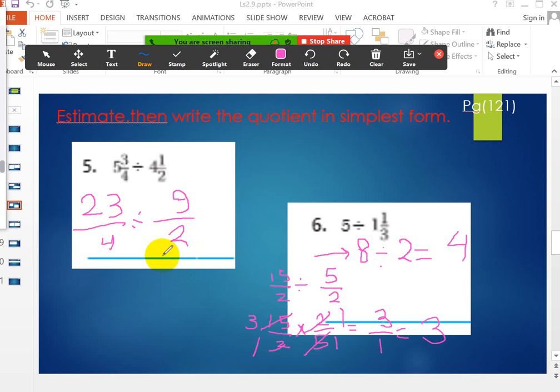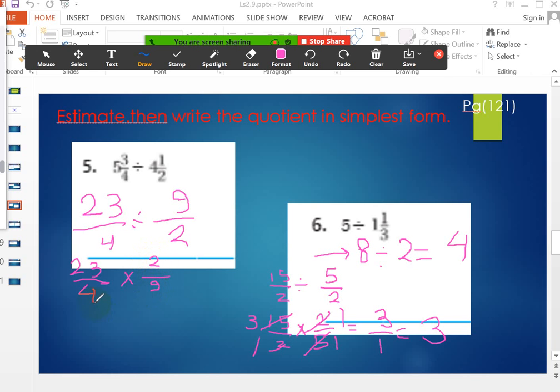9. Very good. Now, let's convert from division to multiplication. 23 over 4. Multiply. The divisor will be what? 9 over 2 will be 2 over 9. Very good.